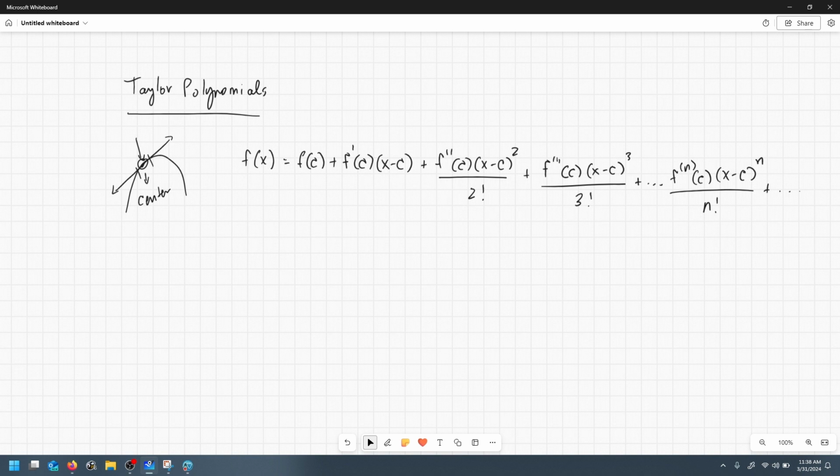Now, one thing I'll point out in a second, if you actually stop right here, what you'll see is that that is the tangent line. So if you only take a Taylor polynomial out to the first degree, where x minus c is raised to the first power, then you're going to have a tangent line every single time.